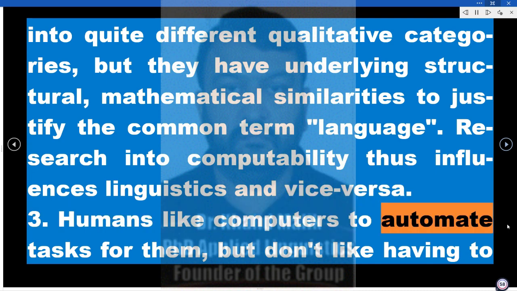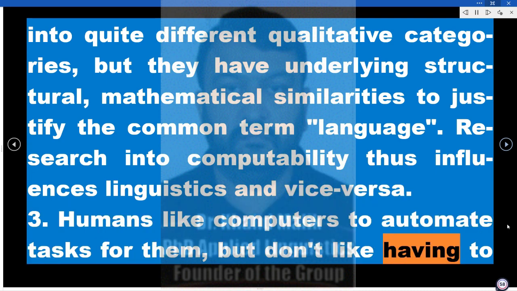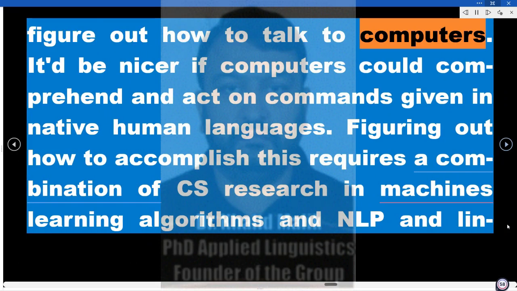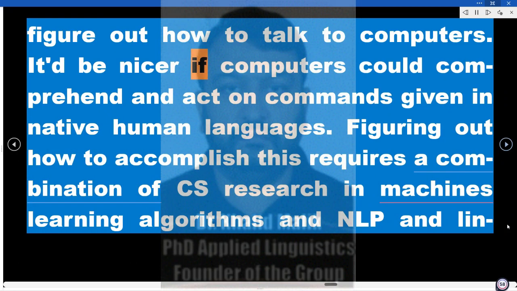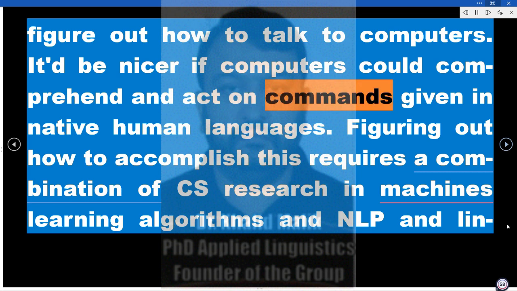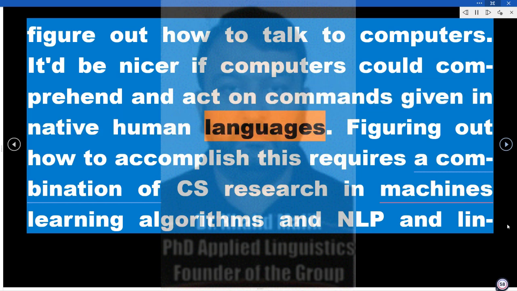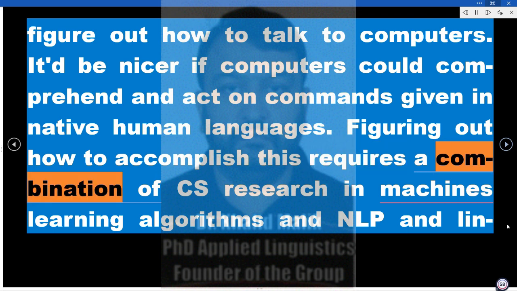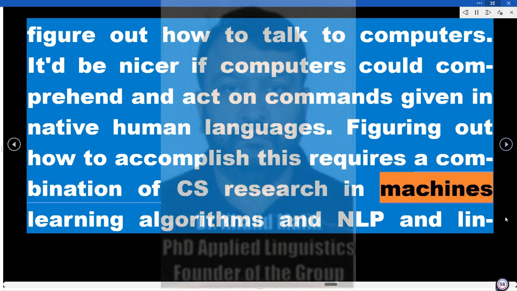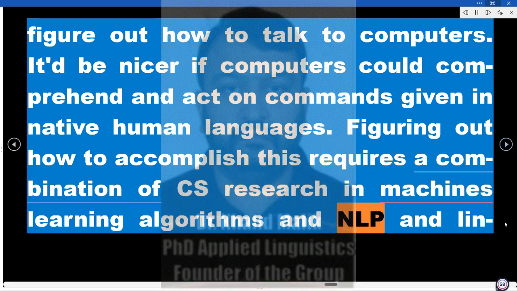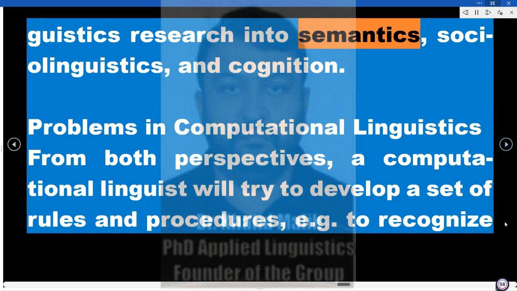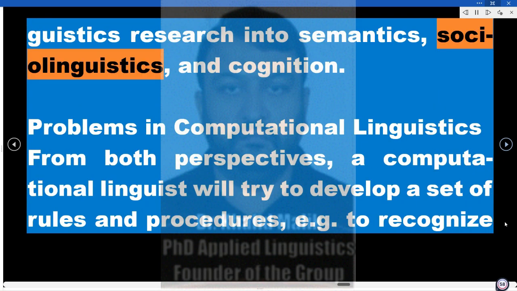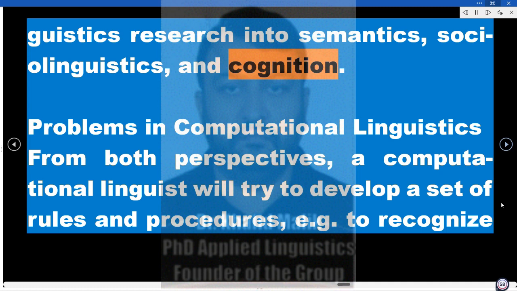3. Humans like computers to automate tasks for them, but don't like having to figure out how to talk to computers. It'd be nicer if computers could comprehend and act on commands given in native human languages. Figuring out how to accomplish this requires a combination of CS research in machine learning algorithms and NLP, and linguistics research into semantics, sociolinguistics, and cognition.